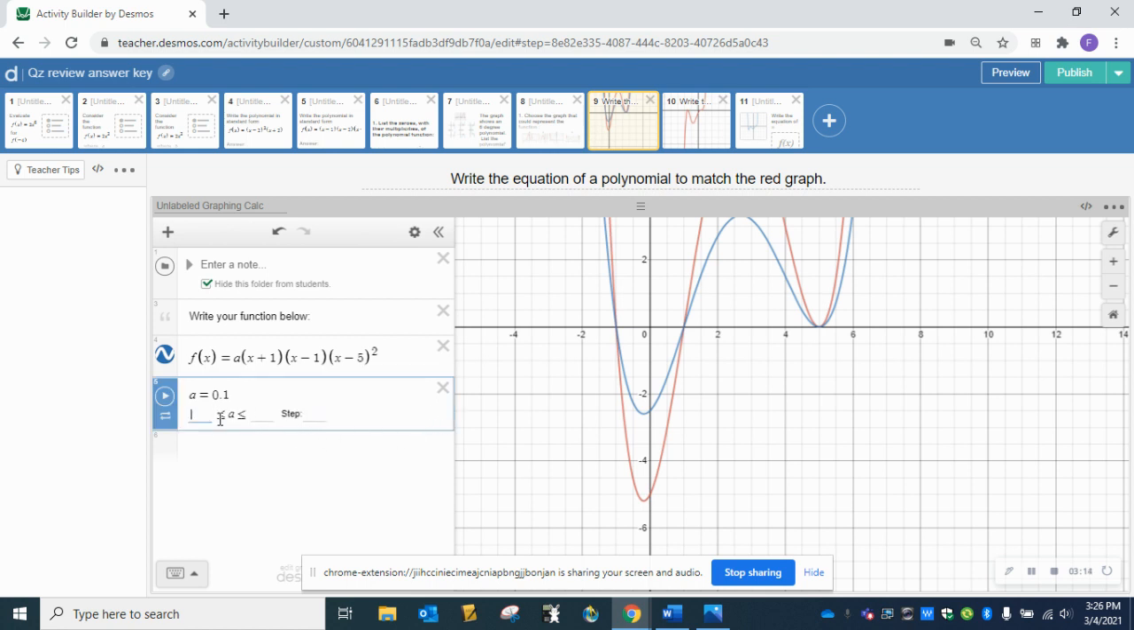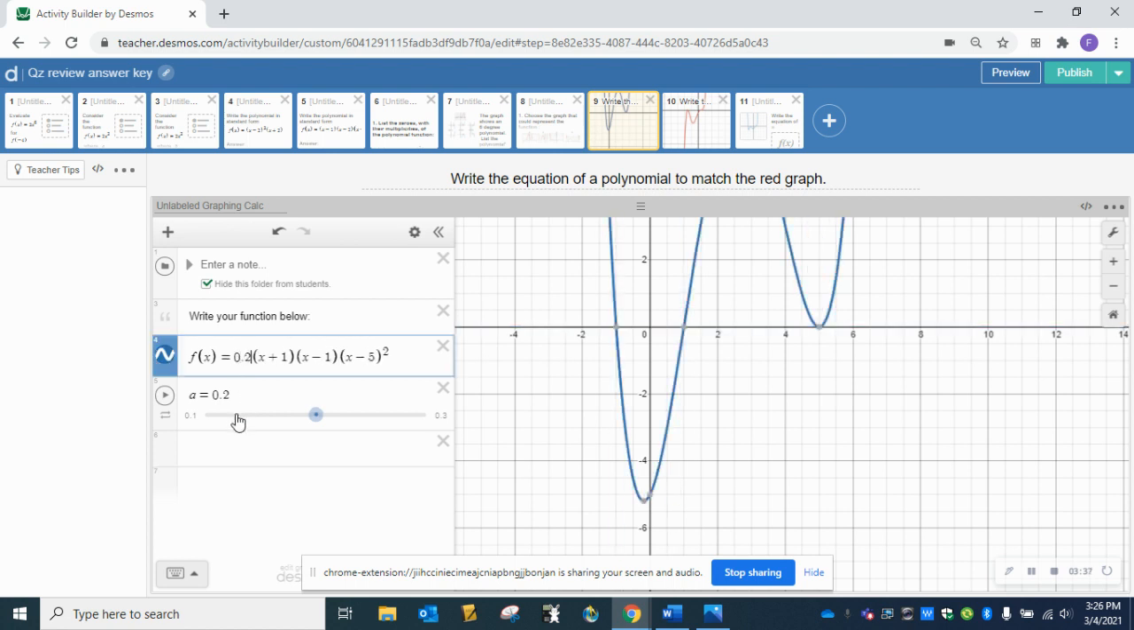So I could set the new bounds here. I'm going to put in a is between 0.1 and 0.3. So you set the bounds of the slider. Now you can see here, it's much easier to find the value of the stretch shrink factor. And here it is. I get a equals 0.2. So therefore, my function is f of x equals 0.2 times x plus 1 times x minus 1 times x minus 5 squared.